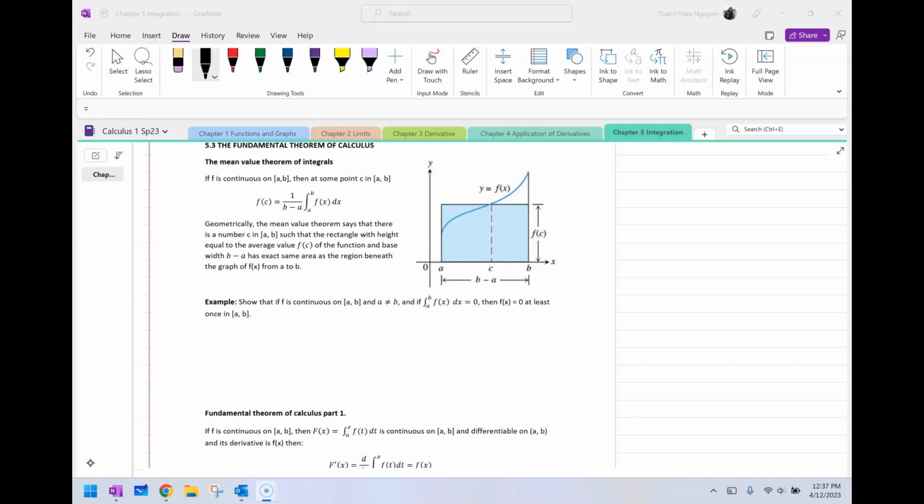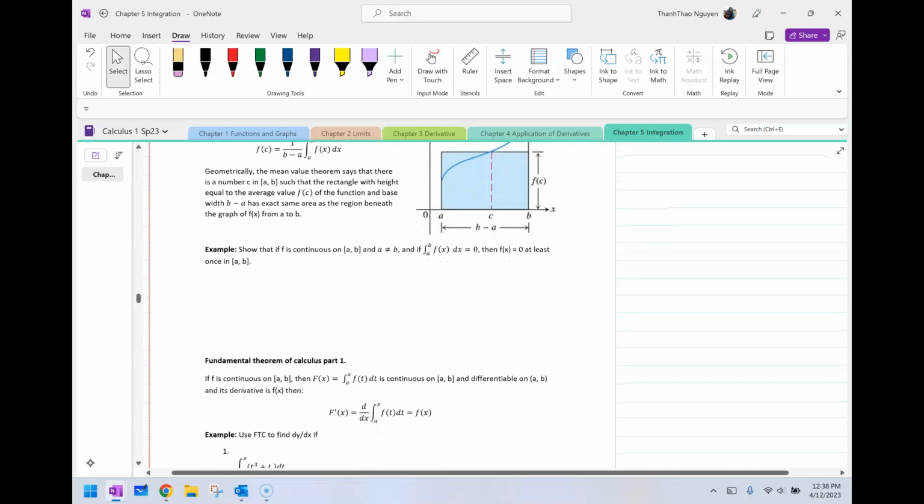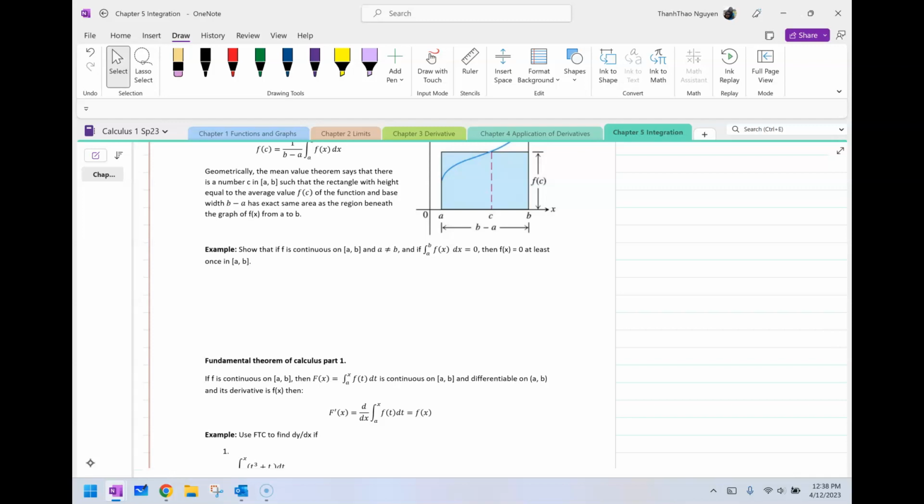Okay. So how do we want to prove this? Let's try this. Show that if f is continuous from a to b, and a is not b, and if the integral from a to b of f(x) dx equals 0, then f(x) equals 0 at least once in the interval [a, b].